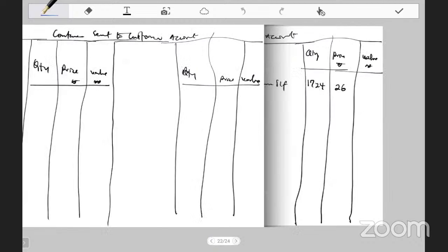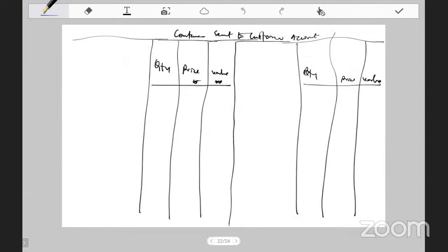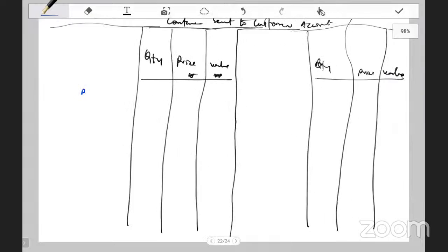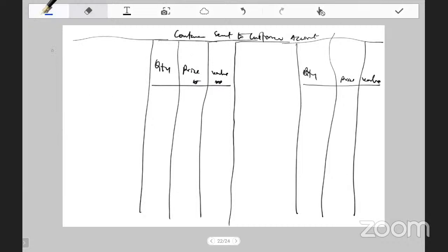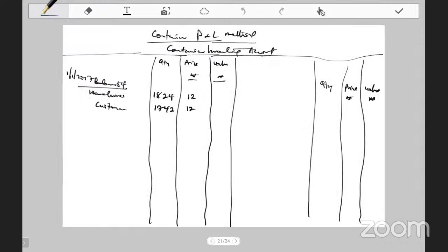So let's go. In my container suspense account, I have credited the amount that is still with the customer. So I will go to the container goods sent account and say balance brought forward, that is 1,724 at 26 naira. Please, it's just mirroring what is in the goods sent. Next, I need the next information. Read. We have done that one.